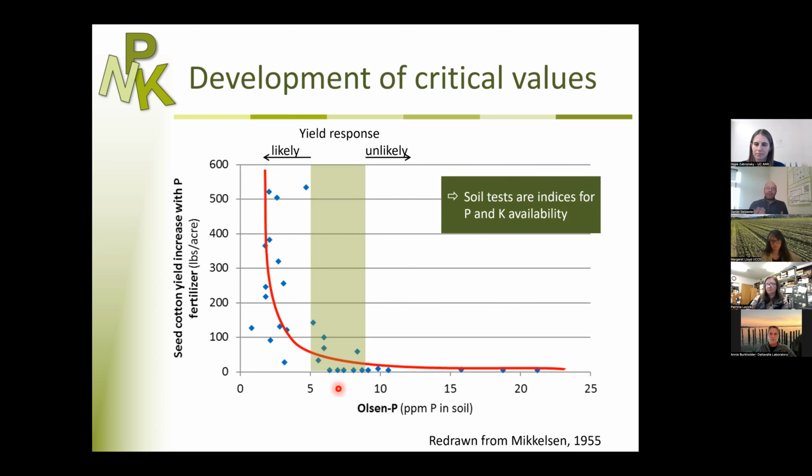And as Annie and Patricia already mentioned, that's why we consider these tests for phosphorus and potassium as indices of availability. It would be incorrect to convert them into pounds per acre and say, oh, okay, it's more than the crop will need, so I don't have to fertilize. It's really correlated to the response of the crop.